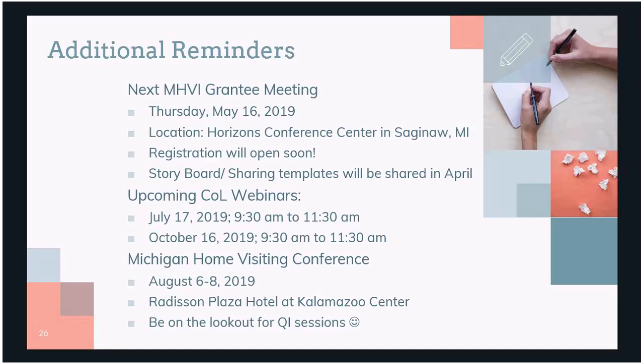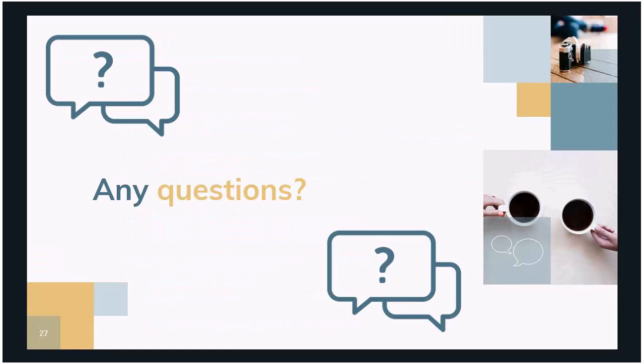And last but not least, a reminder about the Michigan Home Visiting Conference. That is happening August 6th through 8th. And that will be in Kalamazoo at the Radisson Plaza Hotel. And we just wanted to let you know to be on the lookout for a couple of QI sessions that will be happening there. We are going to do a couple of different sessions to support all of you as you move forward in your learning around quality improvement, and want to expand and sort of advance your learning in that way.